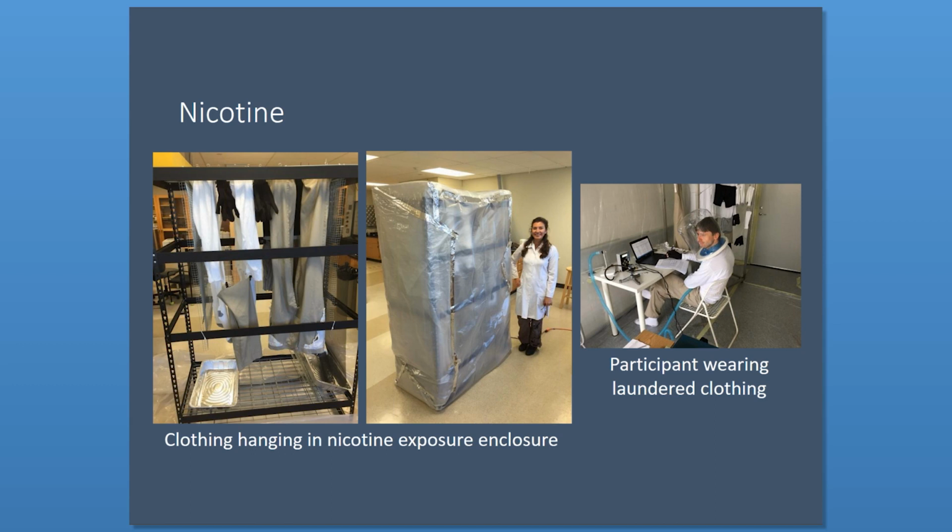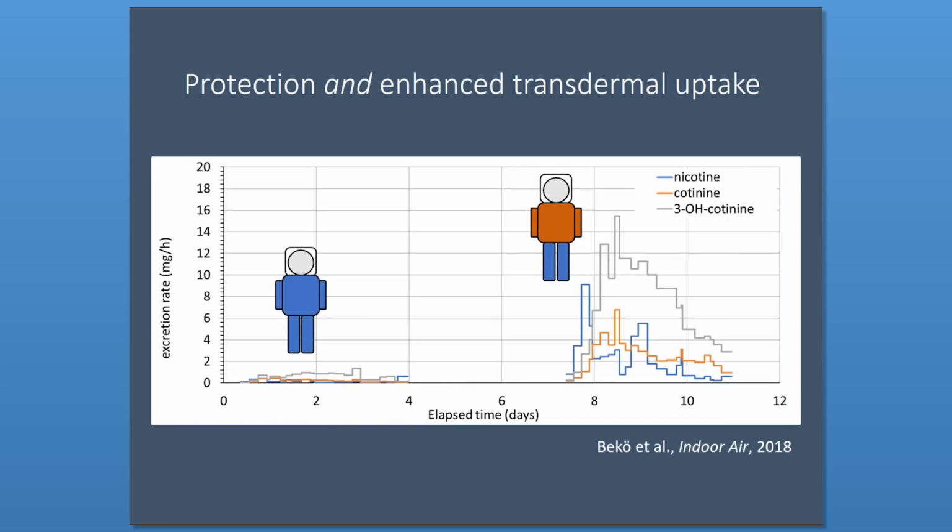Let me show you the results from this experiment for a single individual. On the y-axis here is the excretion rate. So this is a little bit different way of looking at it. Instead of the cumulative amount that was excreted, we're looking at the rate. And I like looking at rate because it gives you a dynamic feel for what's happening here.